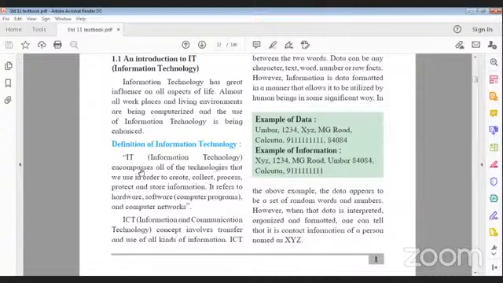Encompasses means it includes all of the technologies that we use. So it includes all the technologies that we use for what? In order to create something, collect something, process something, protect something, or store some information. So students, this is the definition. IT encompasses all of the technologies that we use in order to create, collect, process, protect, and store information. Up till here, this is your definition.